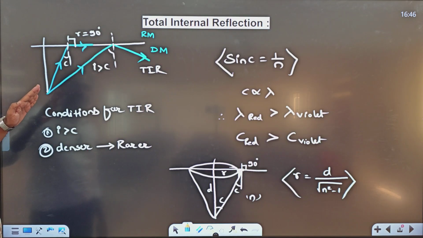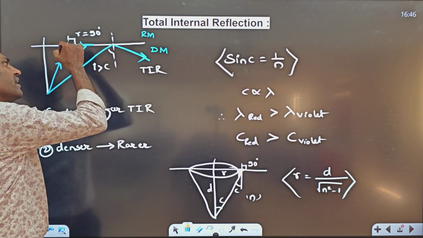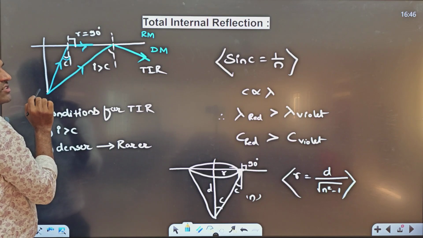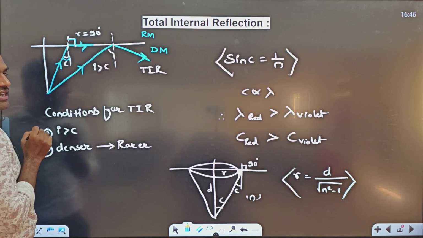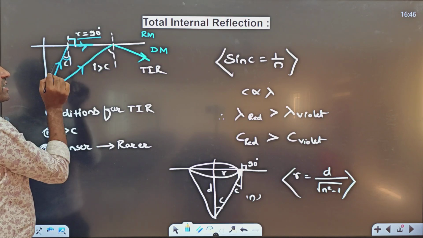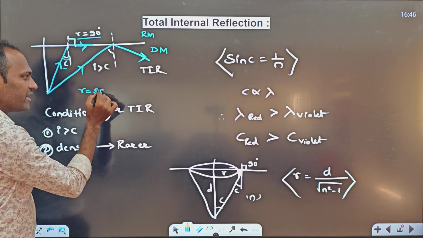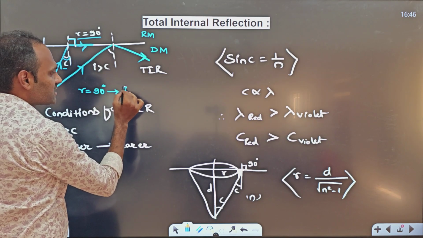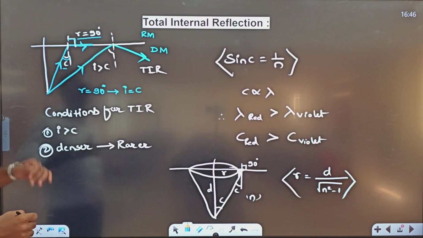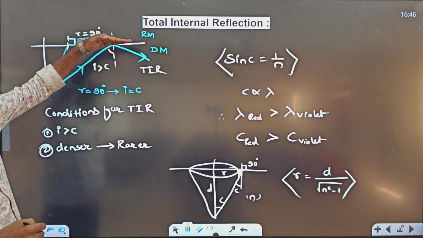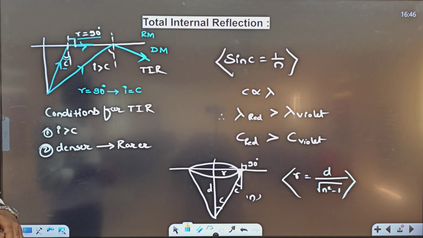So when a light is incident on the interface of the denser and rarer medium, if the angle of refraction is 90 degrees, then the angle of incidence is called critical angle. Then the light ray will be going along the interface, along the border of the two media, right?